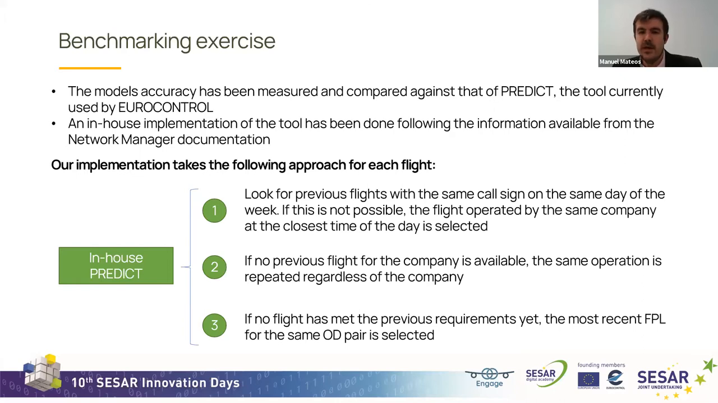This in-house predict follows the following approach. It looks for flights with the same call sign that occur in the previous week. If it's not possible, we obviate the same call sign. We look for the closest flight in time from the previous week also. If no previous flight from the company is available, we look for another company. And if not, we just take the closest flight plan from the same OD pair.